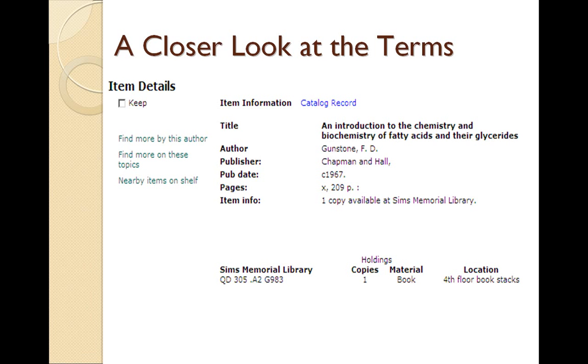This screen is the record for the book, and then we have fields, and the fields here are title, author, publisher. So those are the fields. So if we say we want to search the title field, then we're going to be using the words within the title to search for that field.